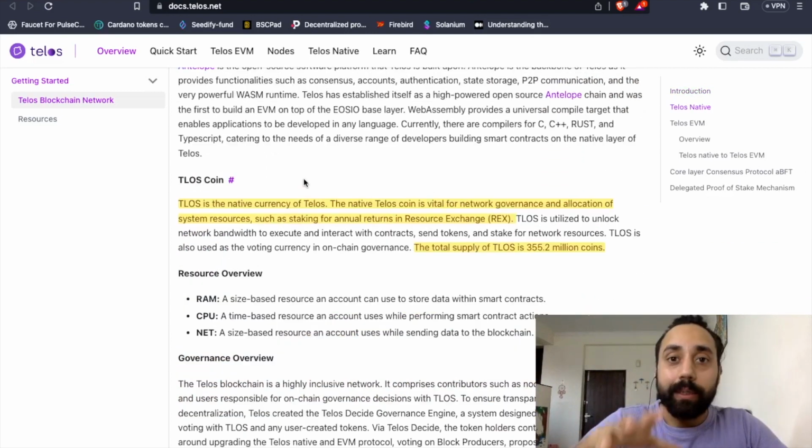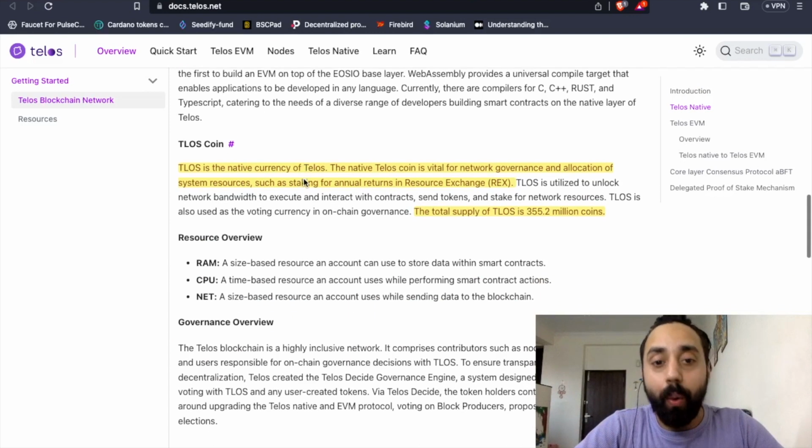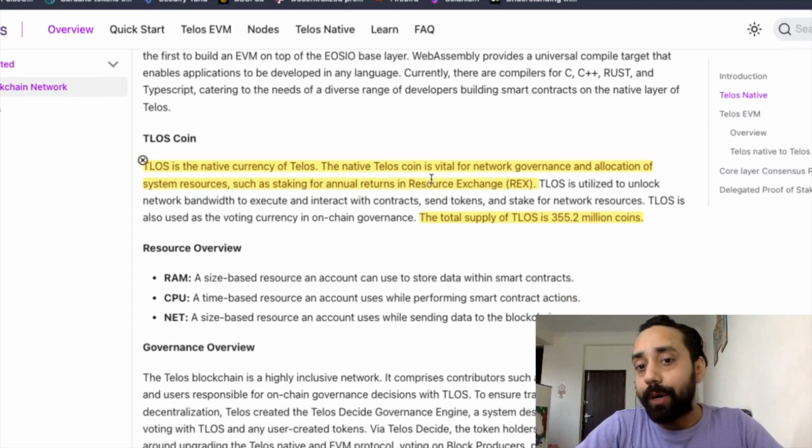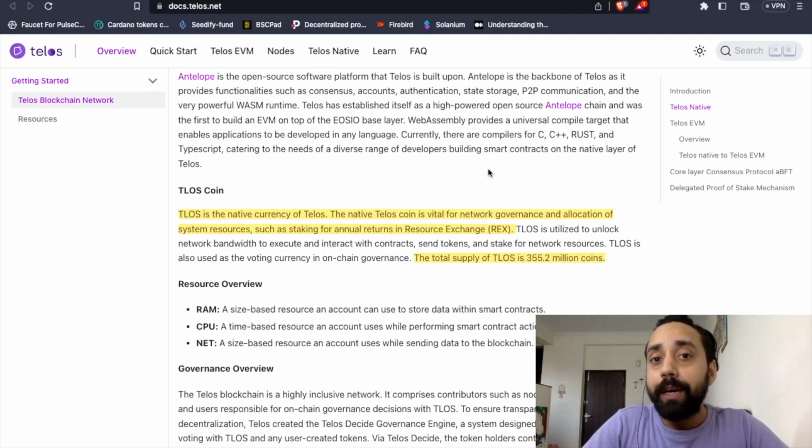These are the features. The TLOS native token is called TLOS, which is the native currency of the blockchain. Now what does it do? The native token is vital for network governance and allocation of system resources, such as staking for annual return in resource exchange. Also, TLOS is utilized to unlock network bandwidth to execute and interact with contracts, send tokens and stake for network resources. TLOS is also used for voting and on-chain governance. The total supply is 355.2 million coins. So this is the use case of the native TLOS token.